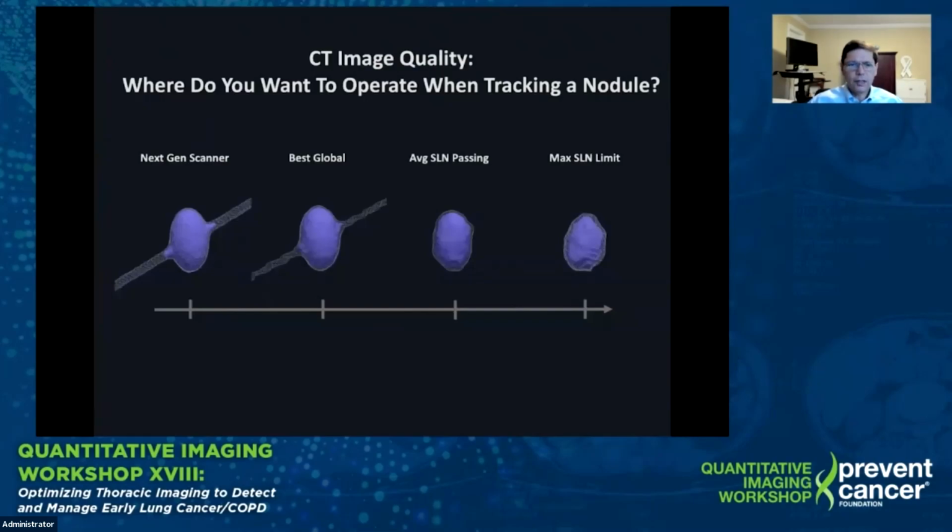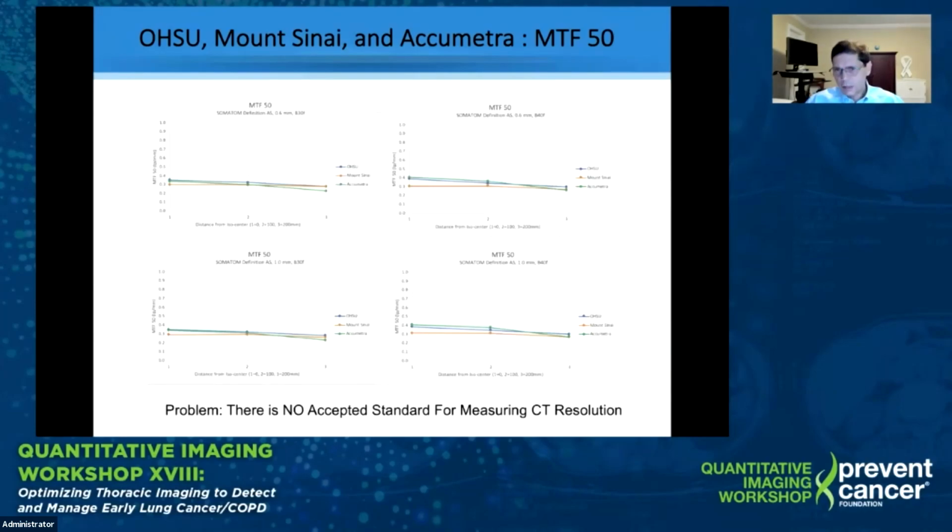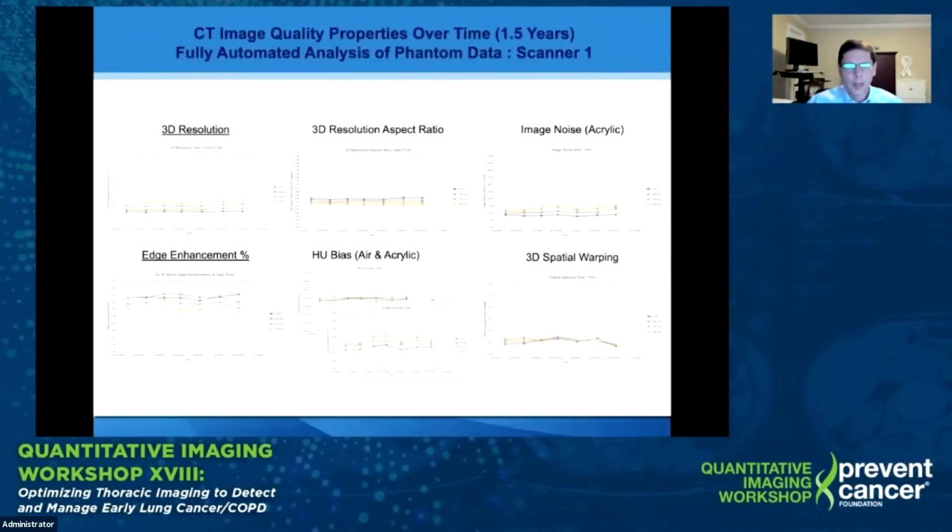And we produce visualizations like this to show what it would look like if you went on a future generation scanner with a certain object versus you went to the absolute limit of what our requirements suggest. So we've done lots of supporting studies on this. We have a recent study that just completed indicating that we have very high quality, but there are no accepted standards that we can compare against for measuring 3D resolution. This is just a major, major problem.